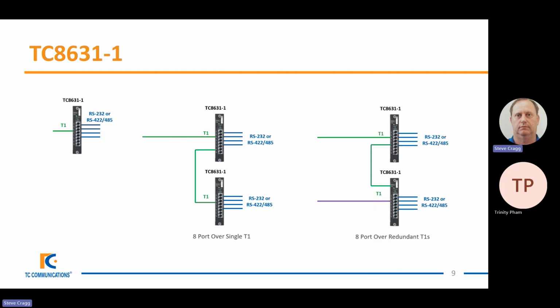Also, because of the way we've done this, you can also utilize redundant T1s as well. So if you're using 8 ports in this fashion, you can not only daisy chain the two together, but you can actually utilize the 2 T1 lines so that the green T1 is the primary T1 and the purple T1 is the secondary one. Under normal circumstances, the communication will be over the primary T1. If for some reason there is a problem with the primary T1, then communication will seamlessly move over to the secondary T1.